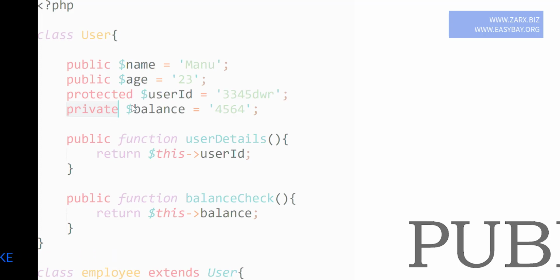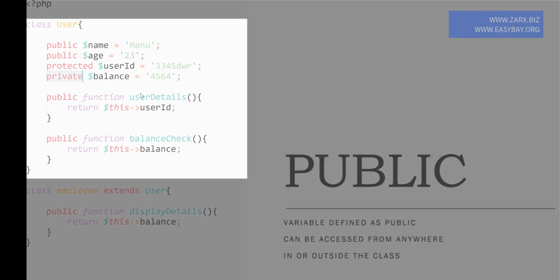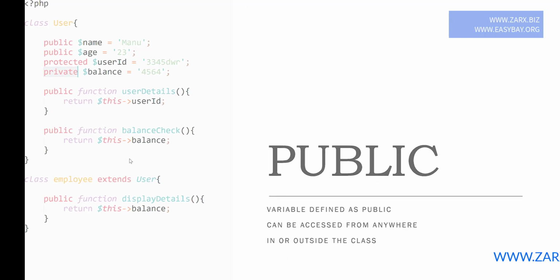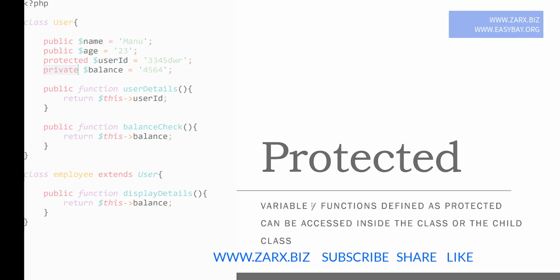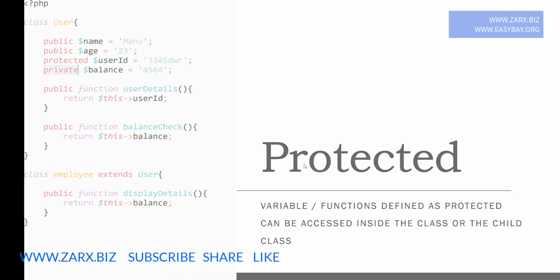So public variable is a variable that can be accessed from anywhere. You can access it from inside the class, or you can access it outside the class. In a moment we will see the example for it. Now, second is protected. Protected is something that we can access inside the class, and also the class that is extending the main class. So in the child class we can access the protected method as well.